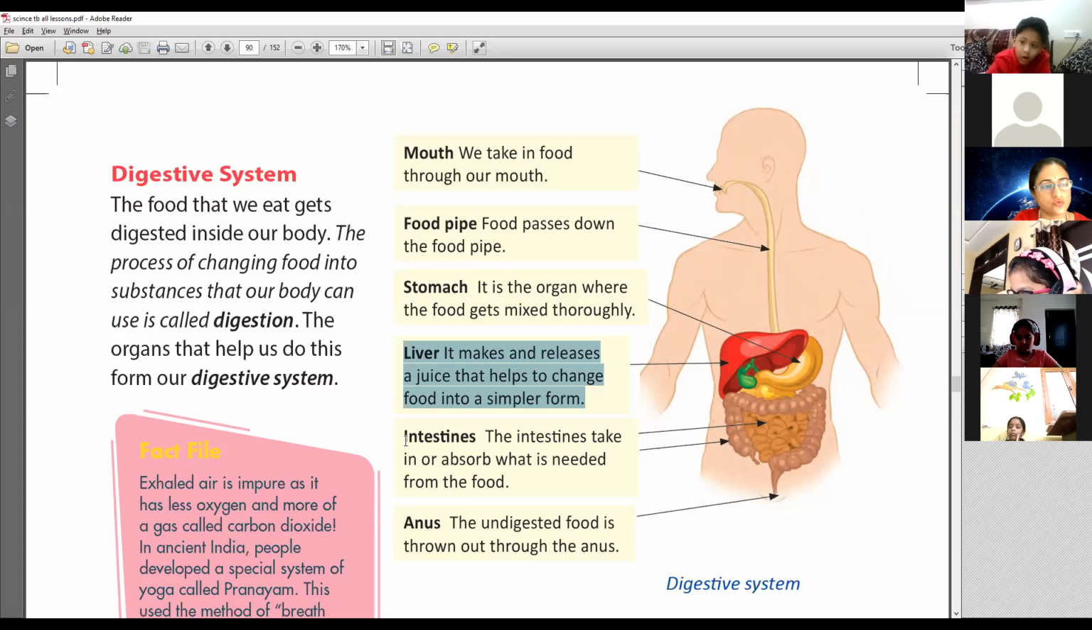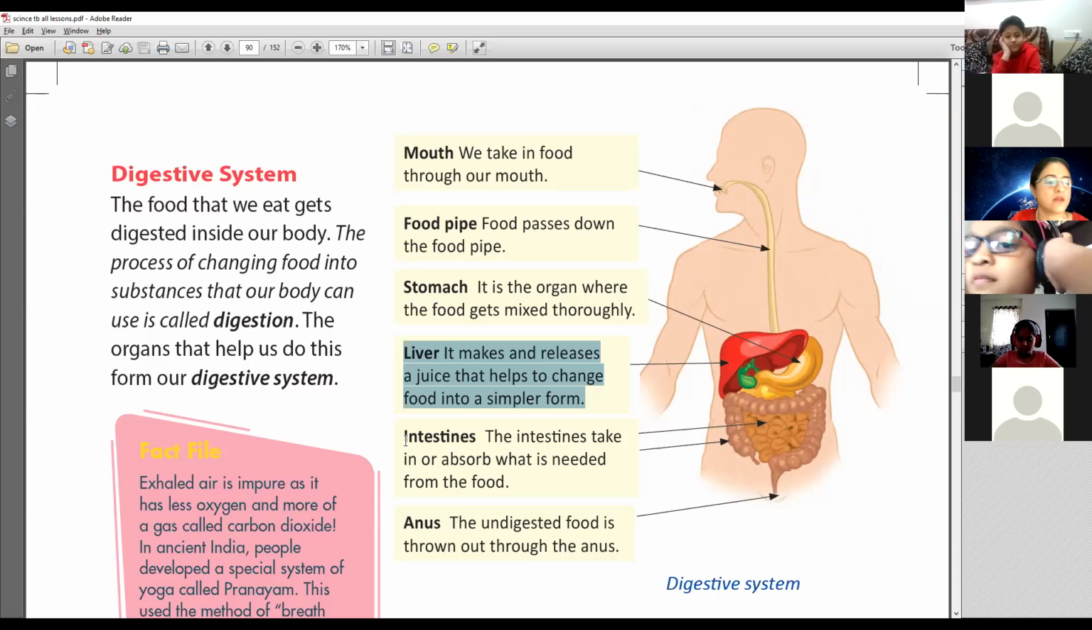What do the juices do? It makes the food change. For example, chapati, rice, all that mixed up changes into a very simple form so that it can be passed into our blood to give us energy. Okay. And what are intestines?